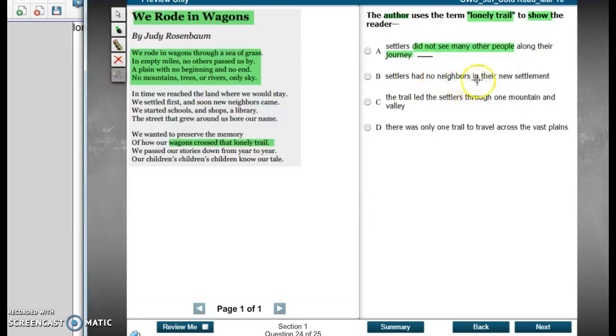B, settlers had no neighbors in their new settlement. Well, when they're talking about the lonely trail, they're talking about while they're traveling. They're not talking about when they stopped and settled at the new settlement. So B is incorrect. C, the trail led the settlers through one mountain and valley. Well, actually it says no mountains right there in stanza 1. So you could even say stanza 1 is your proof. No mountains.